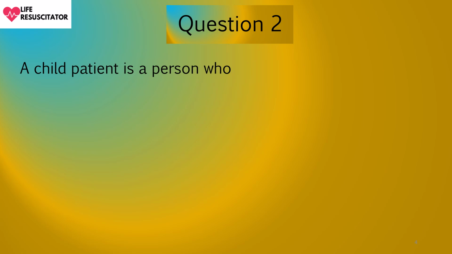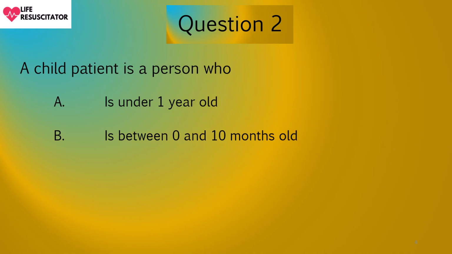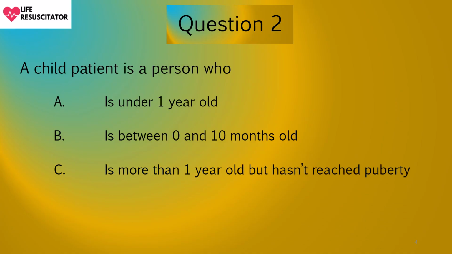Question 2. A child patient is a person who A, is under 1 year old, B, is between 0 and 10 months old, C, is more than 1 year old but hasn't reached puberty, D, none of the above. A child patient is a person who. So write your answer on the sheet of paper, please.